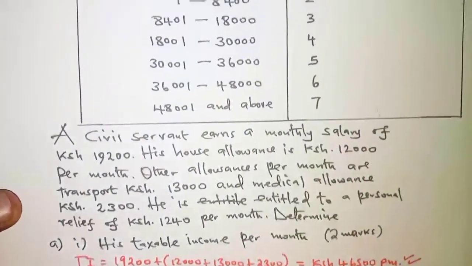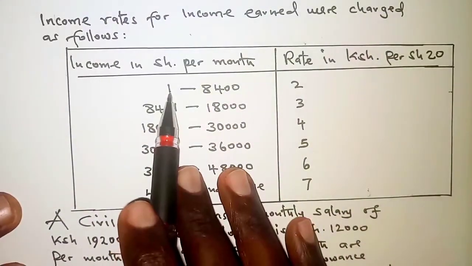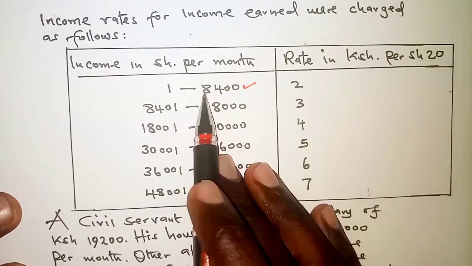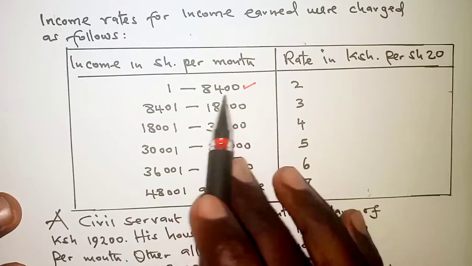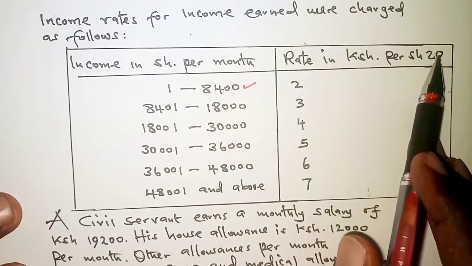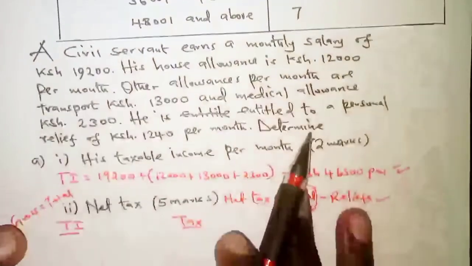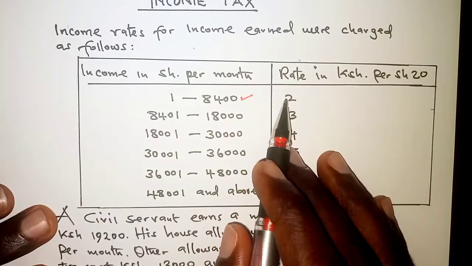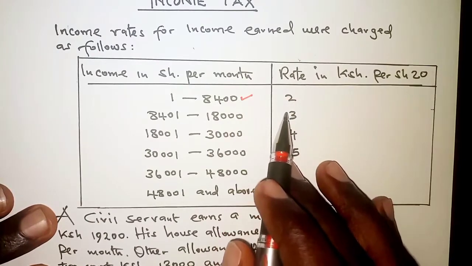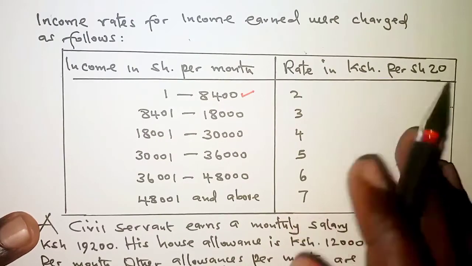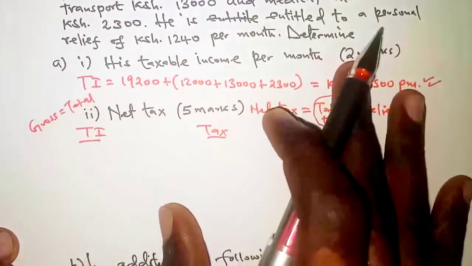So let's begin with the first band. In the first band, let's take this 8,400. In this band, we are going to tax that at the rate 2 shillings per 20 shillings. That should mean that we will multiply the rate 2 shillings and then divide by 20. So that is what we mean by Kenyan shillings per 20 shillings. Let's do that so that you see it clearly.